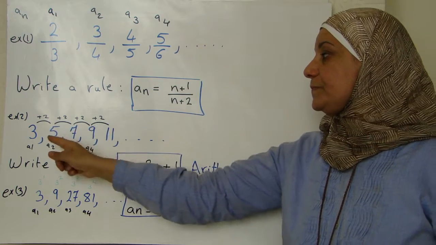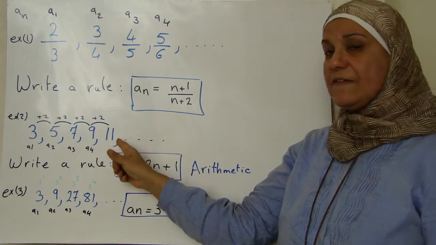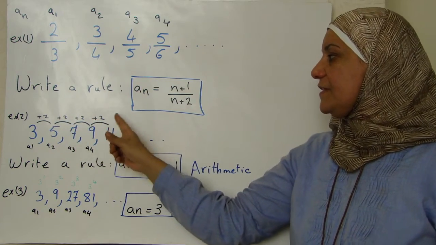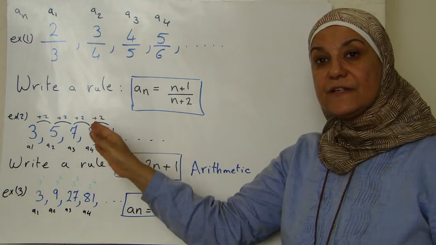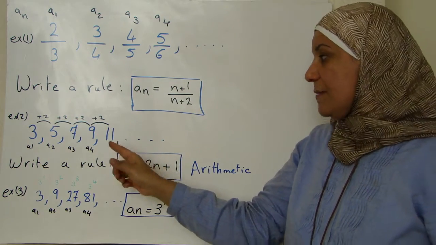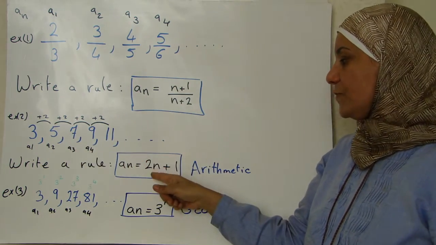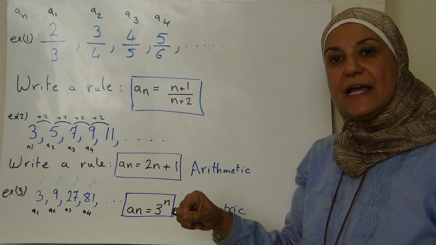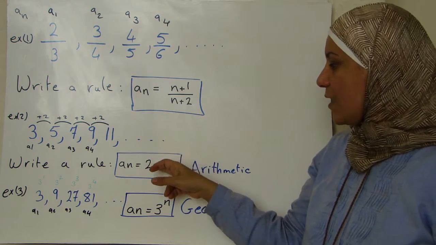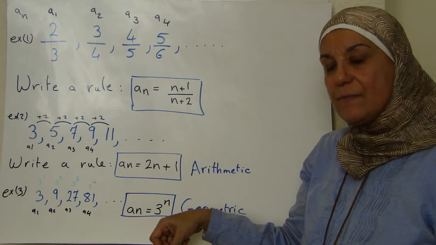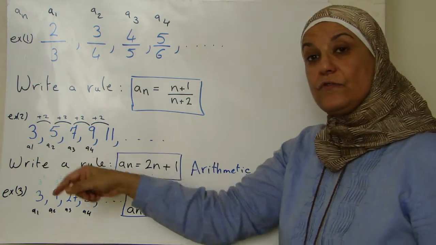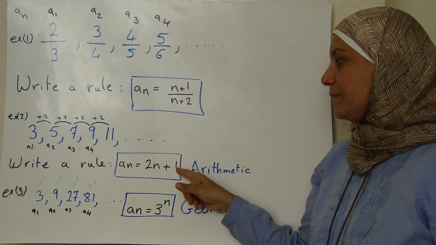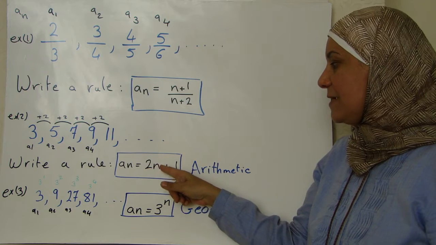Example number 2. 3, 5, 7, 9, 11. That's the one we had a couple of minutes ago, and we know that the difference is 2. The moment we know that the difference is constant and it is 2, I'm going to say my rule is going to be 2n. Then I plug in 1 instead of the n. I'm going to have 2, but the first term is not 2. The first term is 3. So what is missing? I have to add 1. So it is 2n plus 1.